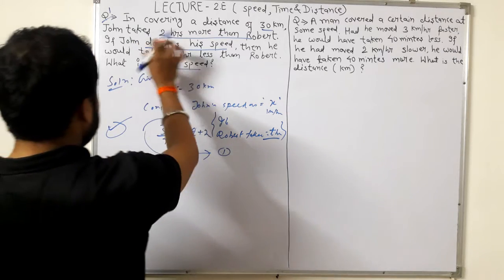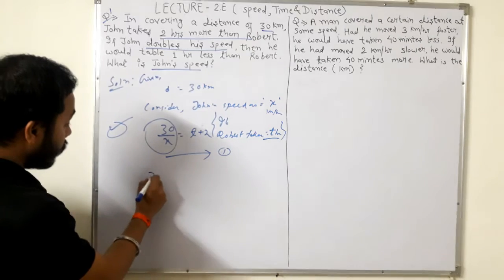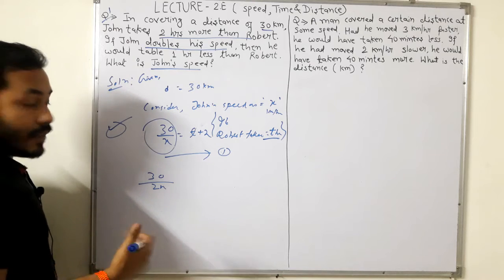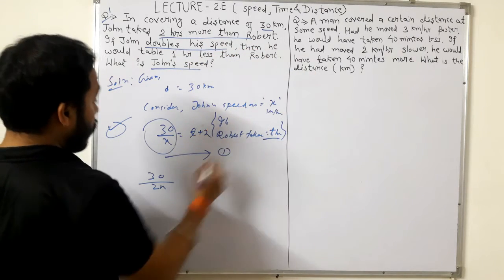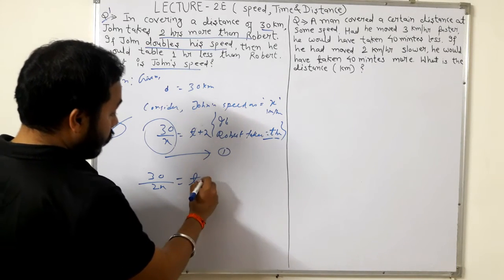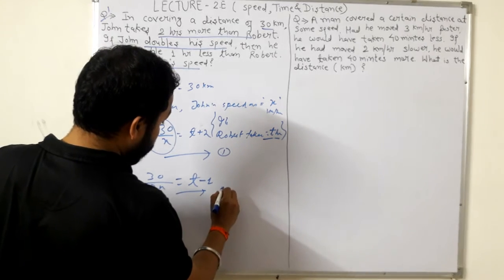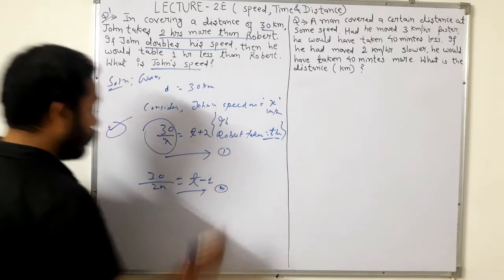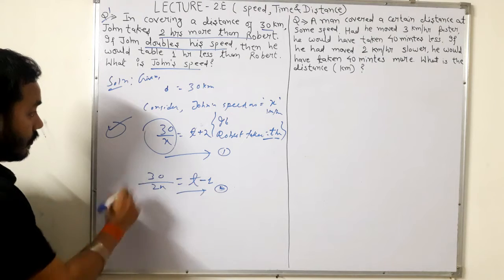Then the second fact says that if John doubles his speed, the distance will be the same but the speed becomes twice x. Then he would take 1 hour less than Robert, meaning if t is Robert's time, it will now be t minus 1. So 30 by 2x is equal to t minus 1.